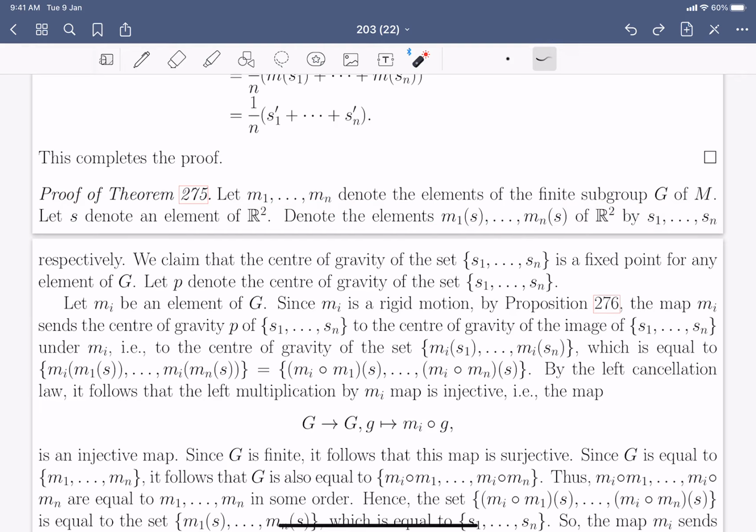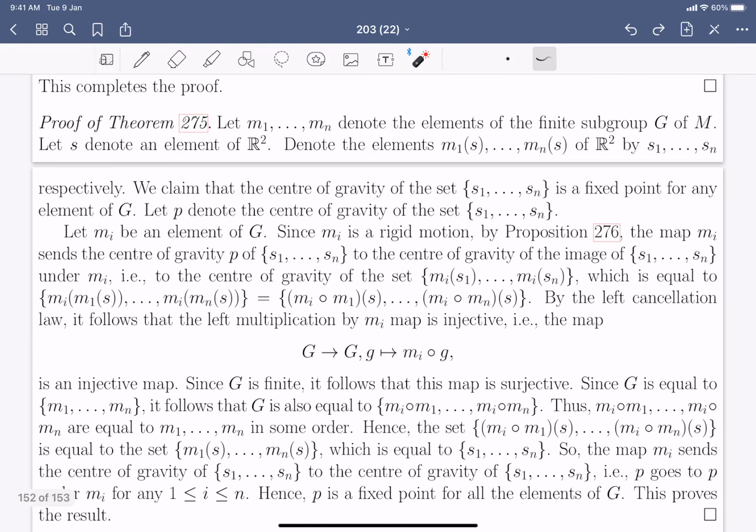We claim that the center of gravity of these points, that is, the images of this chosen point under the elements of G, is a fixed point for any element of G. So if we apply any element of G to the center of gravity of these points, then that will be fixed. Why is that so? We'll explain in a moment. Let's denote the center of gravity by P.